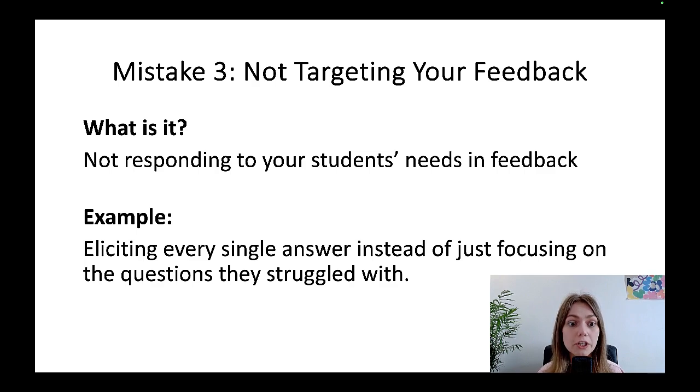So when you literally go over all 6 questions and you're like, oh, what's number 1? Yes, it's this. What's number 2? Yes, it's this. Even when you know that they all have the right answer and there's literally no need for you to waste your time doing it.